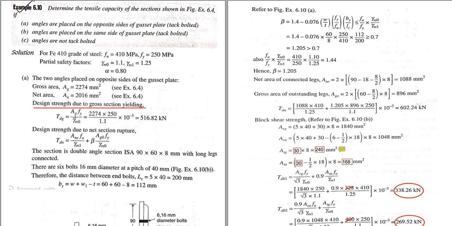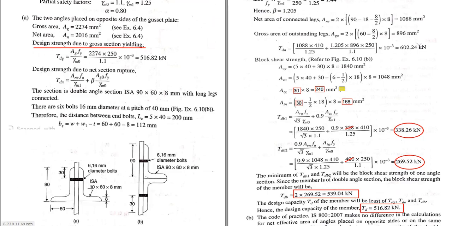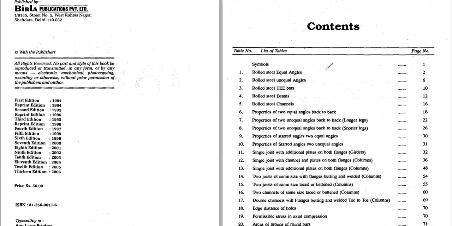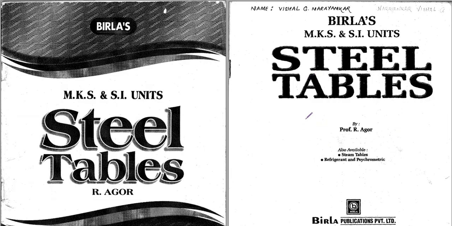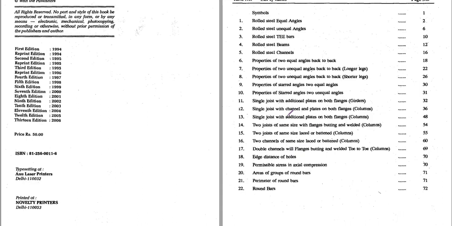Now in this part, what is Ag? Ag is the gross area, and how to find this? If you open your steel table or SP6, then for this angle section, that means ISA 90 cross 60 cross 8, the cross-sectional area or gross section area will be given. I have this steel table, so let us go to it. This will be the first page, and it will be supplied in your exam. If you go to the contents, you can see the properties of two unequal angles back to back, longer leg connected.